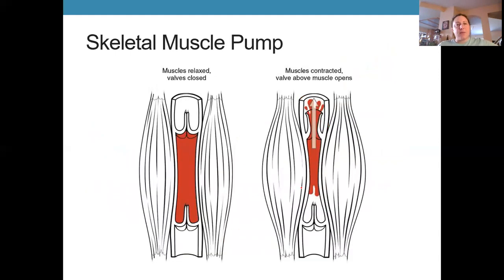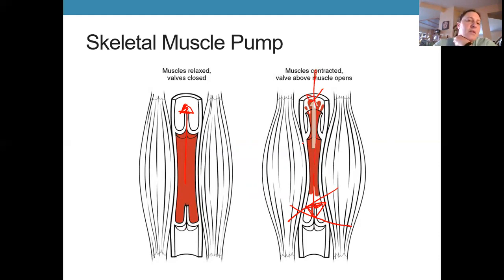So this is a diagram of the skeletal muscle pump. So you can see we have a vein here running in between some muscles, and we've got valves. And when the skeletal muscle squeezes, it pushes the blood the only direction it can go because the other valve is blocking backflow. And once it gets past this next valve, then, you know, we've made at least some progress.